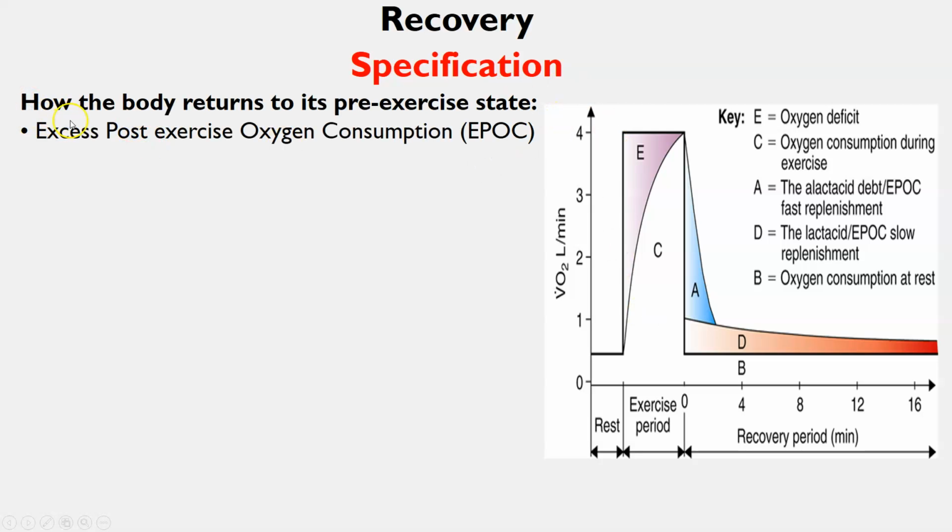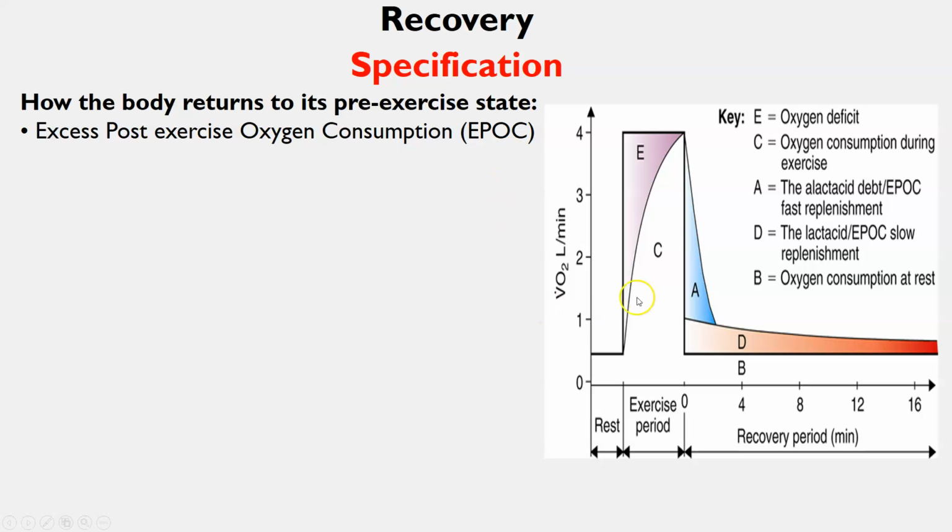What we need to know is how the body returns to its pre-exercise state, specifically EPOC. Now EPOC stands for excess post-exercise oxygen consumption. It is basically saying the volume of oxygen required post-exercise to return the body to pre-exercise state. So it's that excess post-exercise, after exercise oxygen consumption.